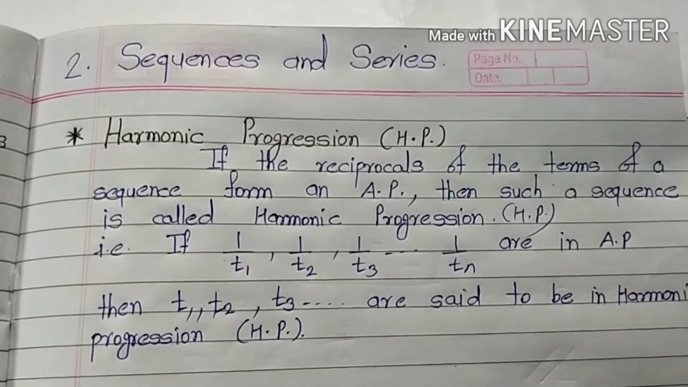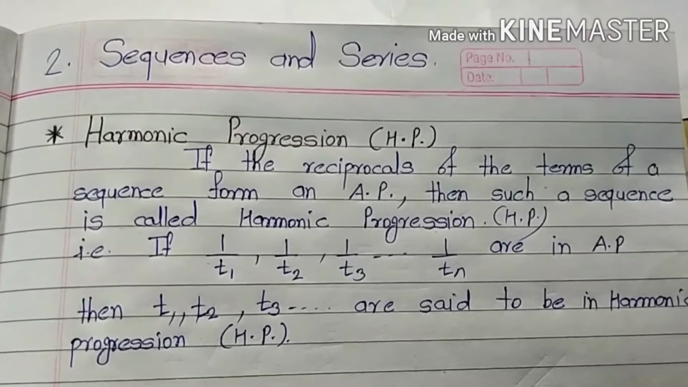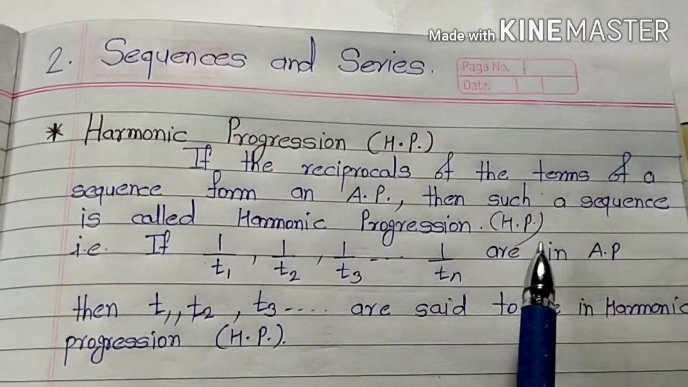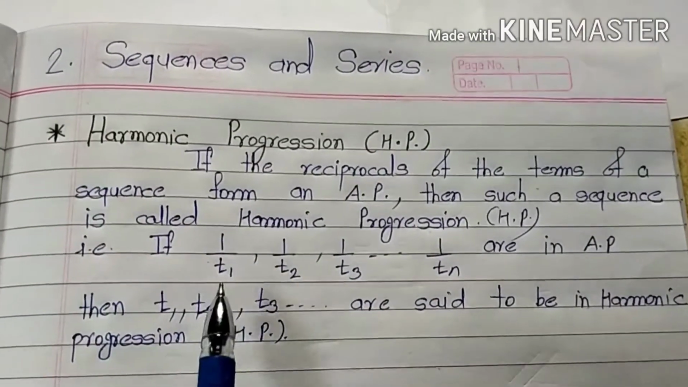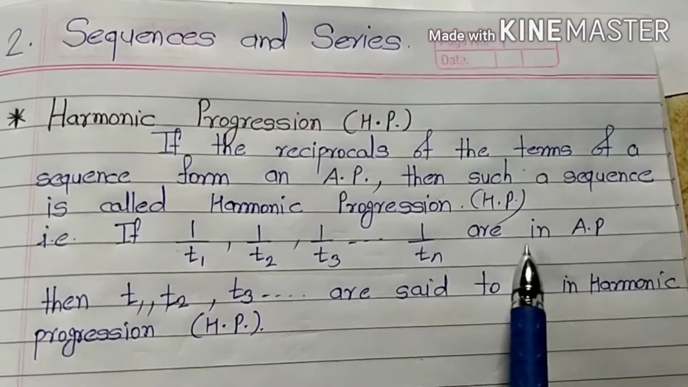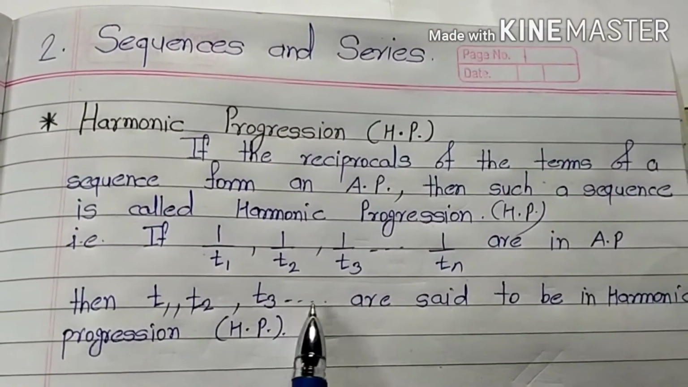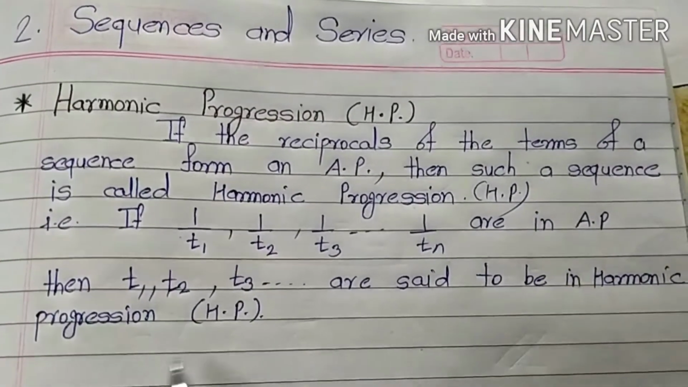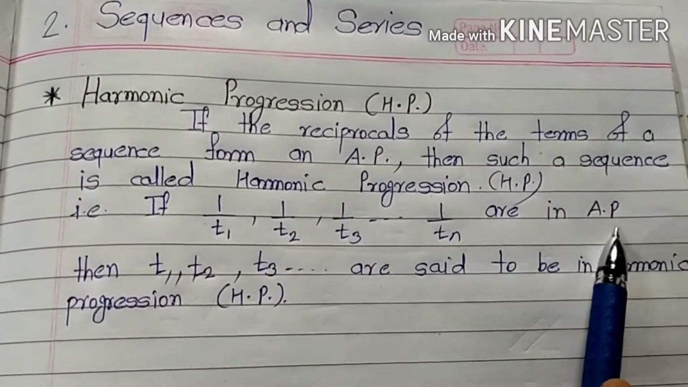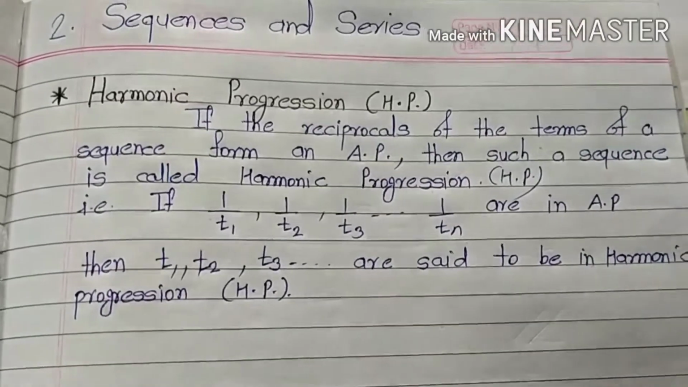If the reciprocal of the terms of a sequence form an arithmetic progression, then such a sequence is called a harmonic progression. Means if 1/t1, 1/t2, 1/t3 and so on up to 1/tn are in arithmetic progression, then t1, t2, t3 up to tn are said to be in harmonic progression. So here AP means arithmetic progression and HP means harmonic progression.